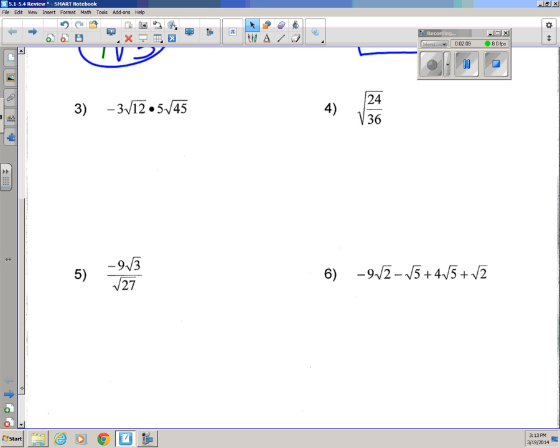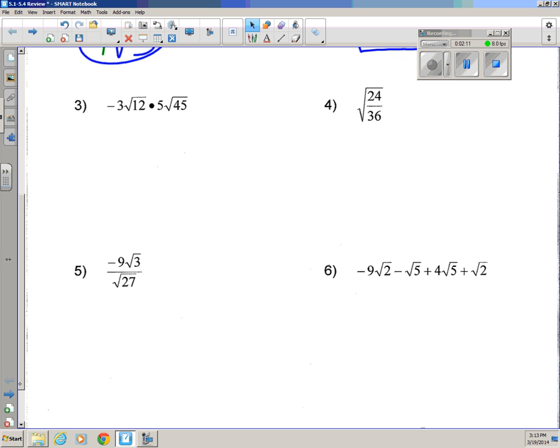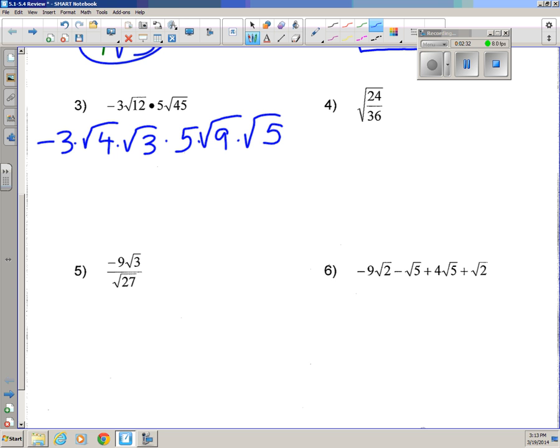The next one, number 3. Negative 3 rad 12 times 5 rad 45. This one, because these numbers are pretty big, I am actually going to separate everything. All right, this is just my choice. So I'm going to take negative 3 rad 12 to negative 3 rad 4 rad 3. And I'm going to take 5 rad 45 to 5 rad 9 rad 5.